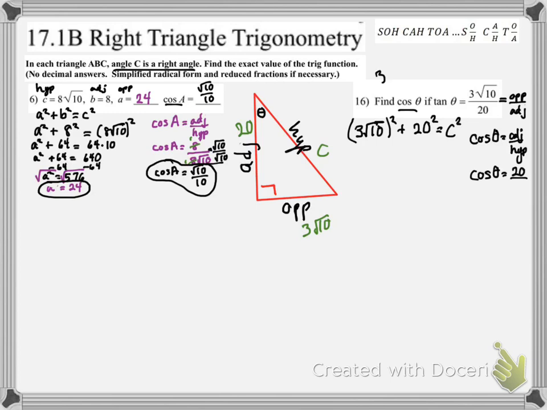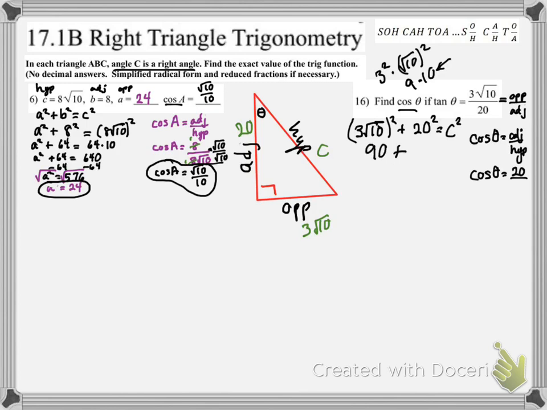3 root 10 squared is really 3 squared times root 10 squared. I don't ever write that step down. But 3 squared is 9. Root 10 squared is 10. I usually show that step. Or you can put it in your calculator if you can figure out where to put all the parentheses in the right place. 9 times 10. This part turns out to be 90.